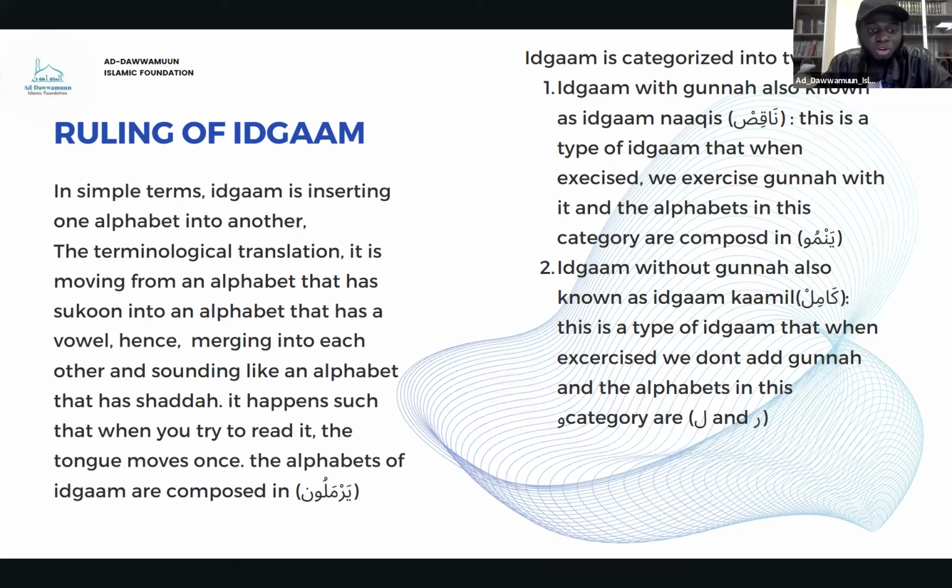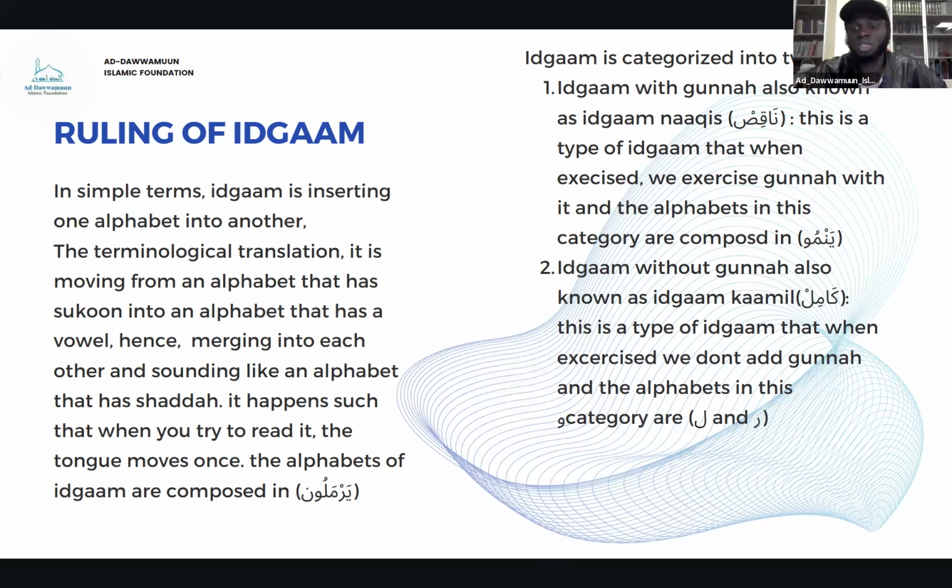The alphabet of idgham are composed in the word yarmalun. So you're pronouncing two alphabets, but you're pronouncing it just with one pronunciation. Hence, what that implies is that you put one alphabet into another. And instead of reciting two independent alphabets, you are putting one alphabet into another, bringing out just one pronunciation for two alphabets. Idgham is categorized into two.